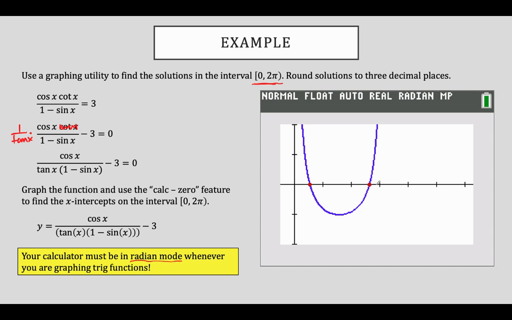We can then hit second calc 0, find the zeros at each location. Again, we're going to have to do that process twice, once for each one of the zeros, and we get our zeros of our equation. X is equal to 0.524, and x is equal to 2.618. All right, so that is using your calculator to solve trigonometric equations. Again, if you have any questions on finding zeros using your TI-84, make sure you reach out for help. I'm happy to give you advice on how to do that.